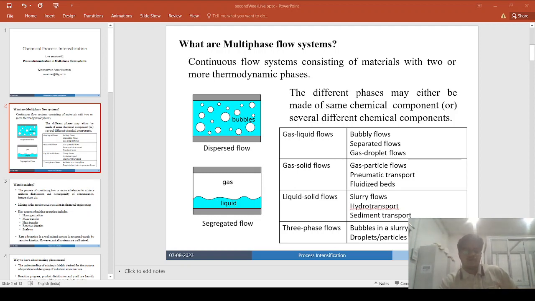Now coming to the examples of the four-phase system. In the four-phase system, one of the prominent examples is the liquid gas solid system. One example of such a system is freeze desalination. In the freeze desalination process, when the butane liquid is added to the saline water, this results in the formation of icicles.